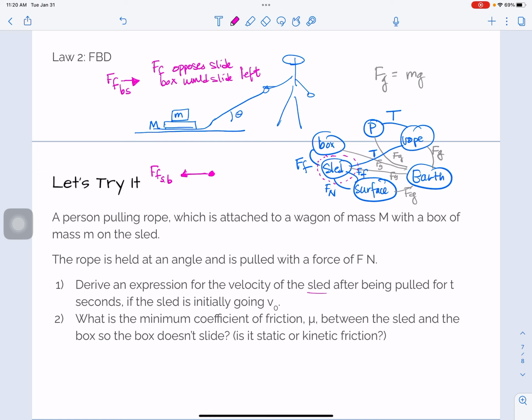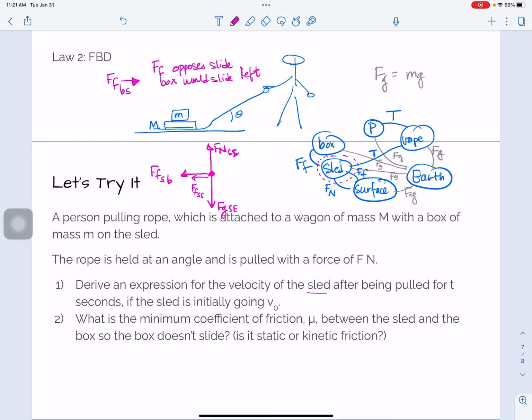Okay, let's do normal force. That's easy. So we've got normal force on the sled by the surface. And then we've got force of gravity. Remember, this is weight on the sled by the earth. We also have a force of friction. Force of friction on the sled by the surface.